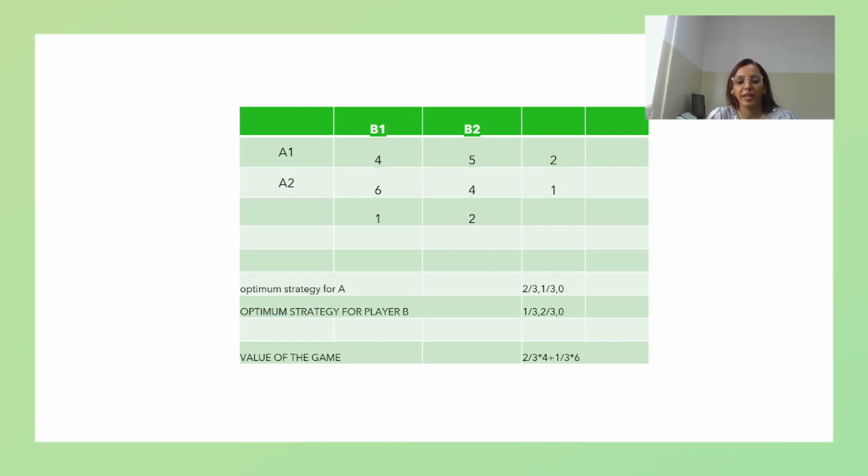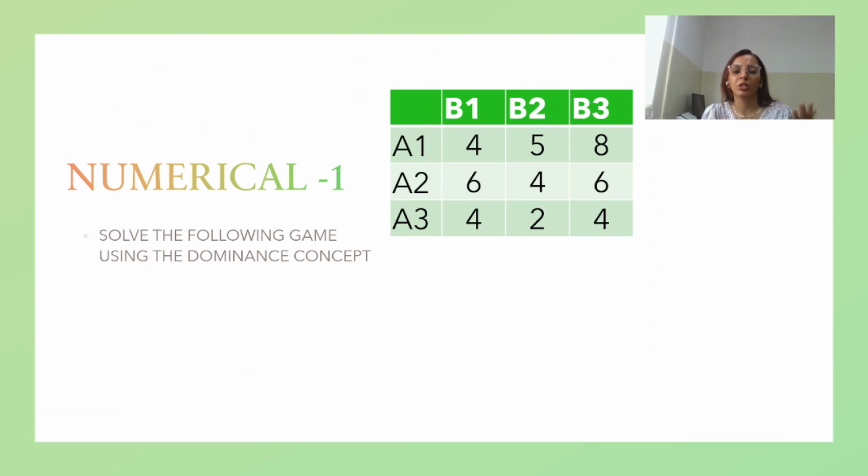And lastly we have to find the value of the game, as we already discussed in the previous session. We just multiply the values, that is 1 upon 3 multiplied by 4 plus 2 upon 3 multiplied by 5. Either taking row wise or column wise, it's up to you. The answer remains the same. Hope you are getting this example of what we have done. We have used a numerical question of a 3 by 3 payoff matrix and tried to solve it using the dominance concept in game theory under the topic quantitative techniques for management.